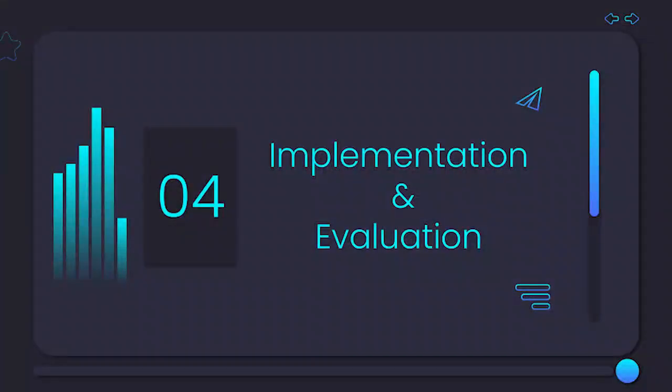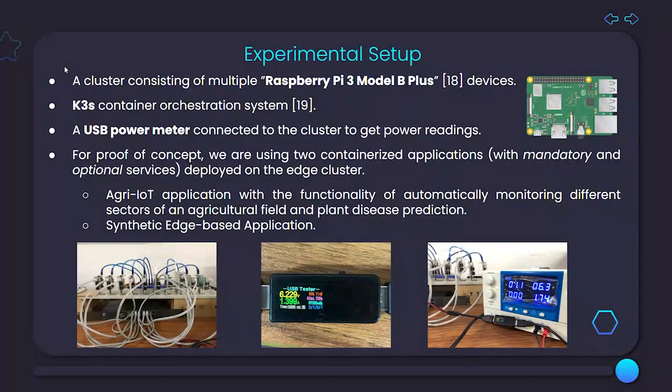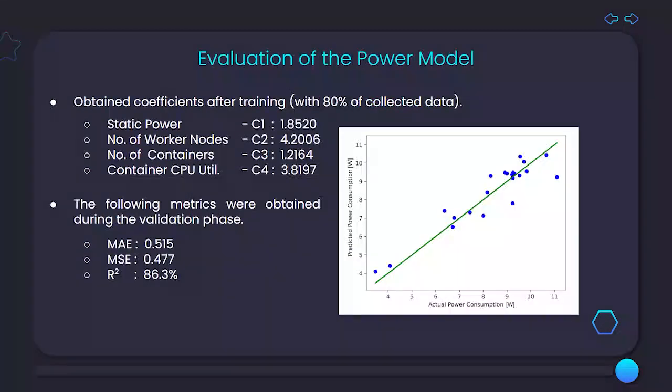Implementation and evaluation. For the validation and verification of our model and policies, we use the shown experimental setup. Regarding the power model experiments, the data were fed into an exploratory data analysis model to plot and observe the relationship to power. The values obtained for the coefficients show that the number of worker nodes and container CPU utilization sum has the highest impact on power. At the evaluation, the power model demonstrated an accuracy of over 80% with an R-square value of 86.3%, indicating a good fit of the predicted values to the actual values.